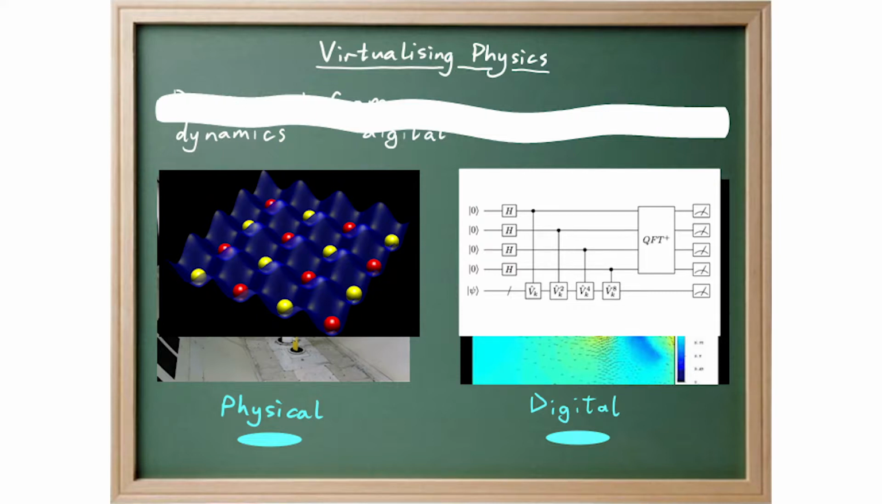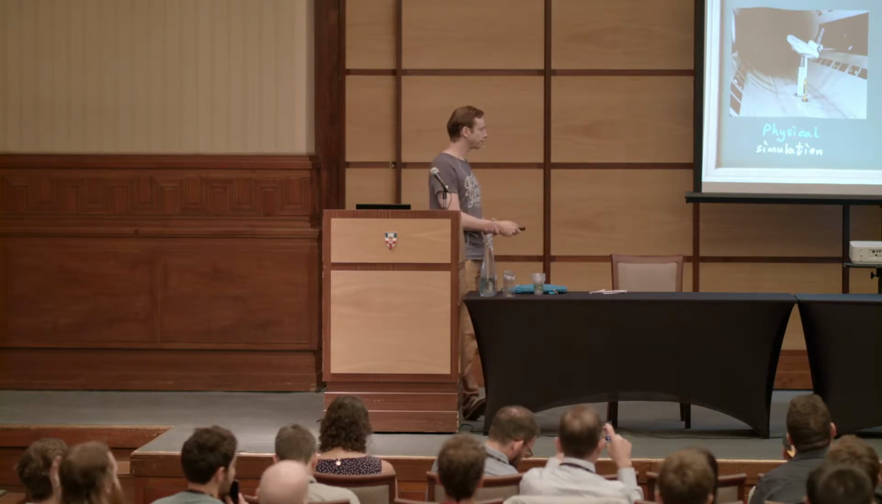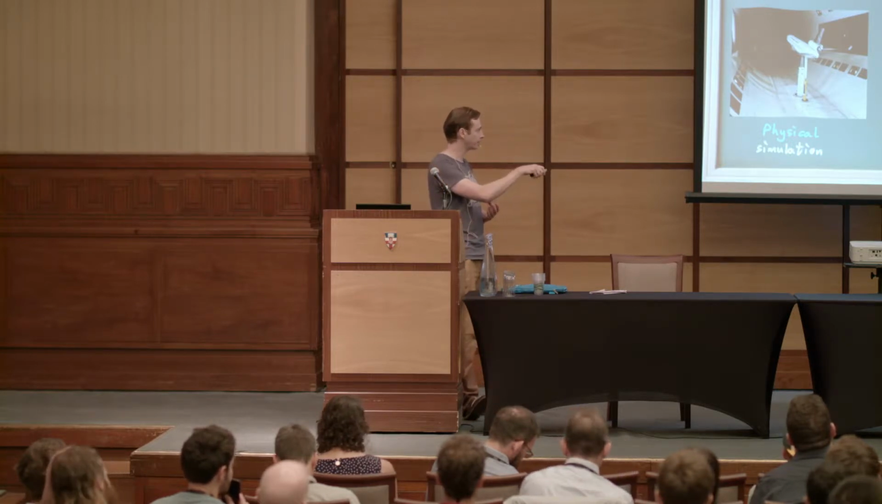Here you're building a physical system that behaves in a certain way that mimics something you're interested in. Here, you're simulating it on a computer. A reasonable analogy is the difference between building a model of an aerofoil and putting it in a wind tunnel, and doing a computational fluid dynamics simulation on a digital computer. So this is the type I'm talking about.